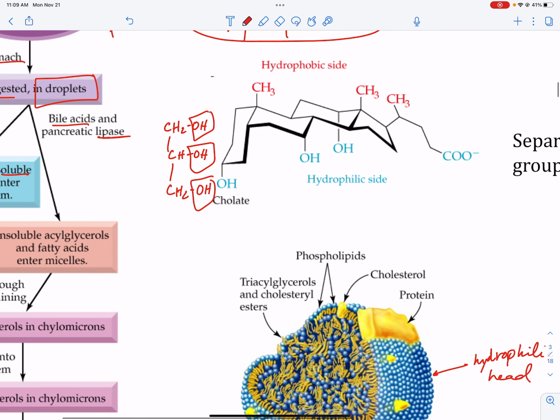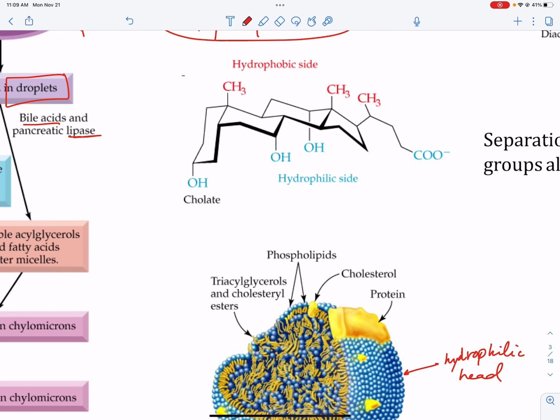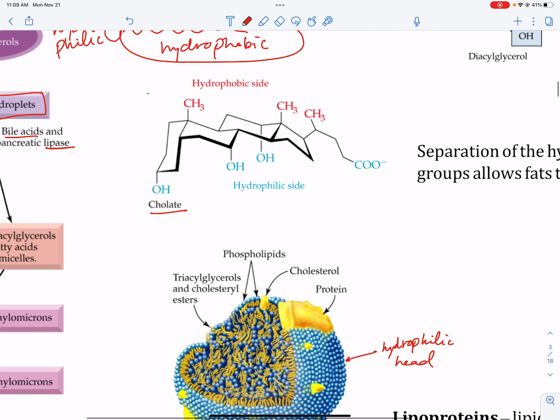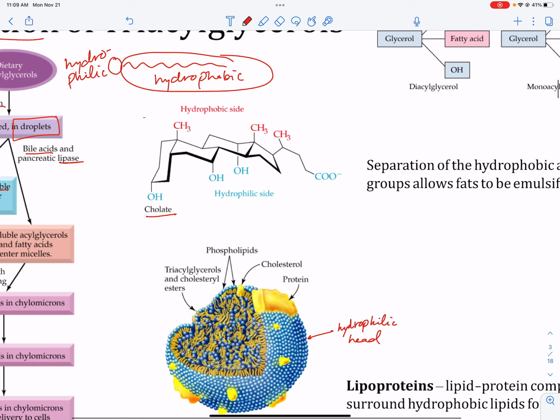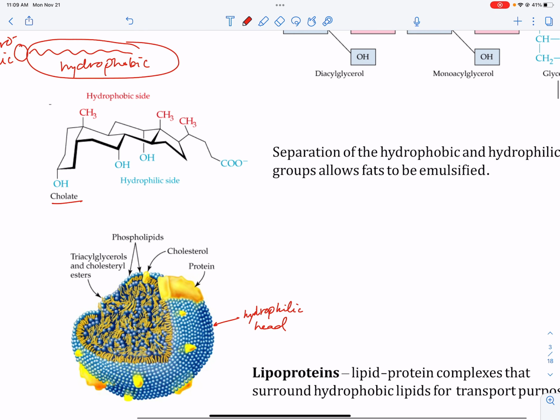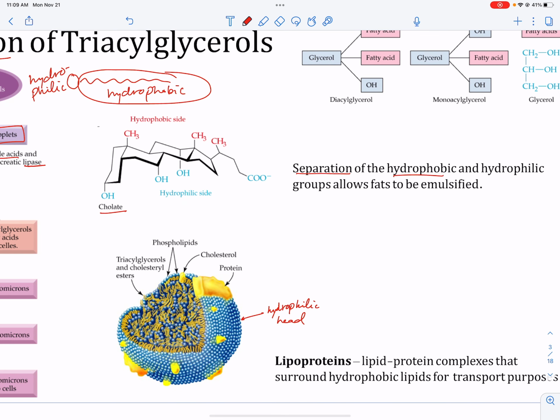So remember, real quick, let me erase my glycerol molecule here. You actually have heard about bile acids before, again, back in chapter 23, cholate or cholic acid being an example of one. Okay, we talked about how they're good emulsifying agents. All right, so I want to scroll over. The separation of the hydrophobic and hydrophilic groups allows for fats to be emulsified.